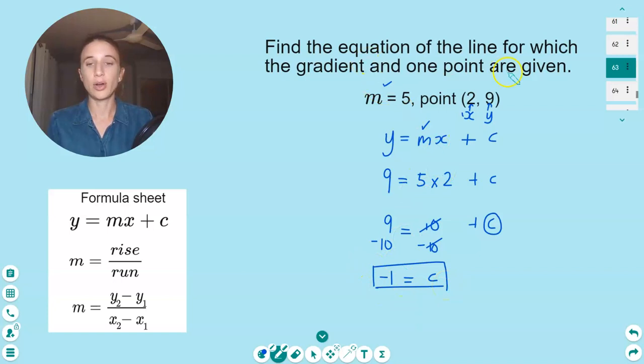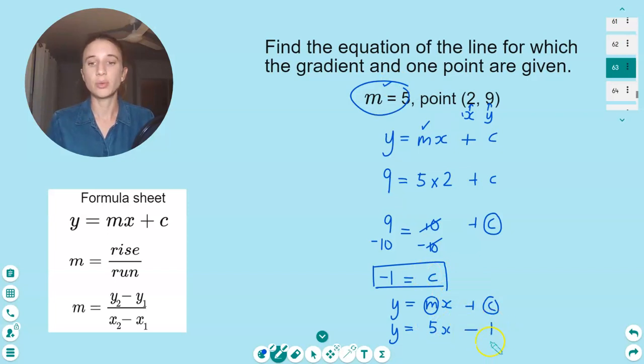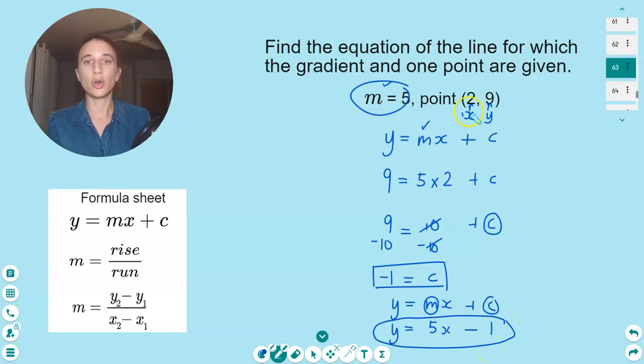Now we can write our equation of our line. y equals mx plus c. We leave y and x in the equation. y equals our given m value, 5x, and our c we just found was take 1. So that is our equation of this line.